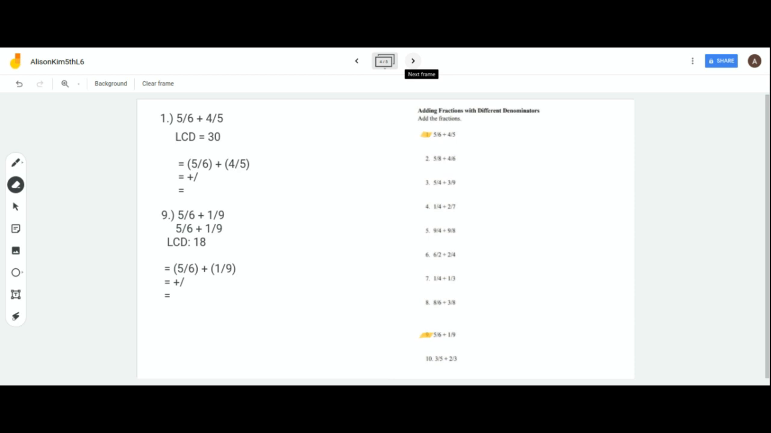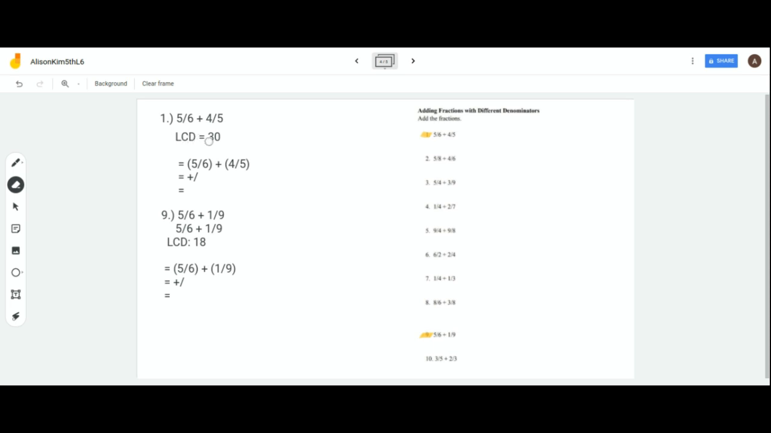Now let's do adding fractions with different denominators. In order to add fractions, you need to find the LCD, which is the least common denominator. I gave you the least common denominator for both of these. It's very simple to find the least common denominator, it's just very tedious to do so. So don't worry.